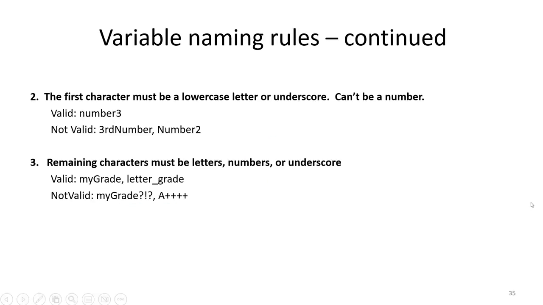Next naming rule. The first character must be a lowercase letter or underscore. It can't be a number. So you cannot have a number or a capital letter as the first character of a variable name. So please follow that rule. And the remaining characters of our variables must be letters, numbers, or underscore. So you cannot have special characters or punctuation. It needs to be letters, numbers, or underscore.